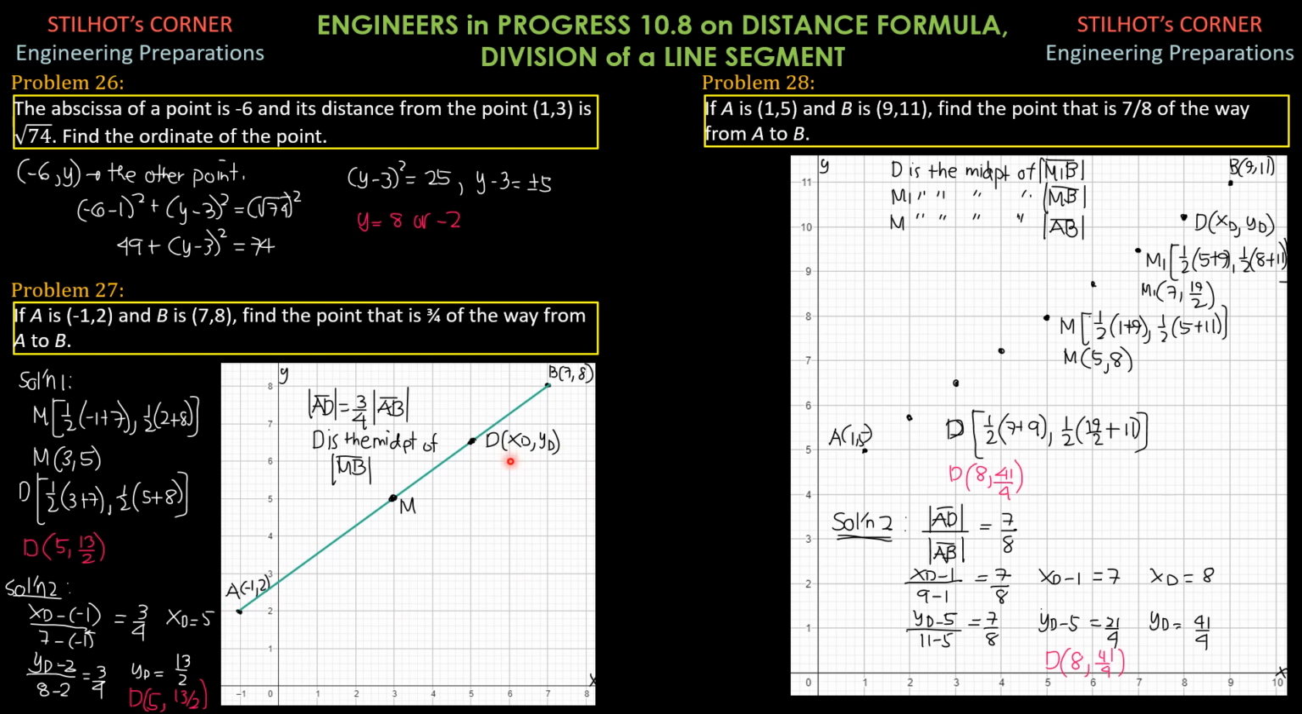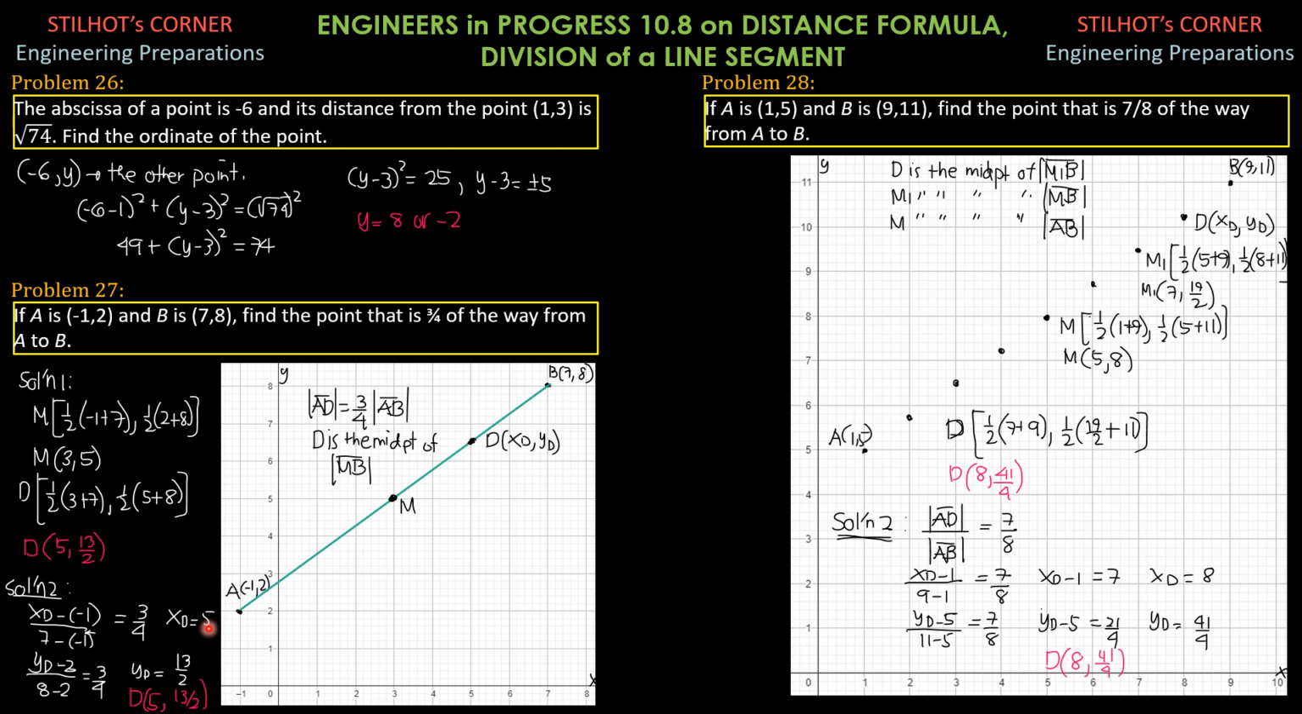Then for the second solution, we have to consider the ratio of the X coordinates, the horizontal projection. So XD minus negative 1, that's the horizontal projection of AD. You can also use the vertical projection of AD for YD later. So XD minus negative 1 as to 7 minus negative 1 equals 3/4. So XD plus 1 over 8 equals 3/4. 3/4 times 8 is 6. Then 6 minus 1, because this is positive 1. So 6 minus 1 is 5.